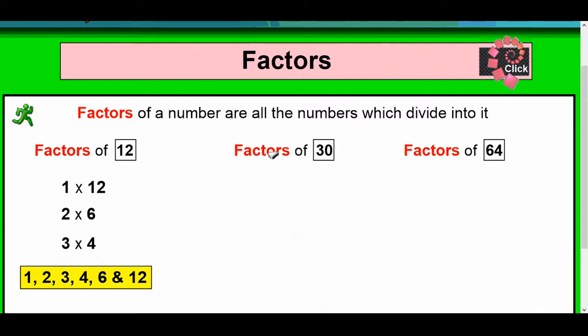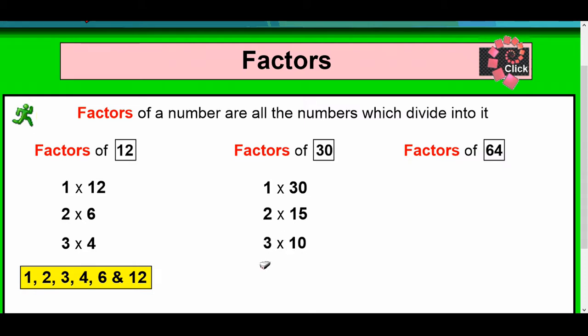Right, let's look at factors of 30. The same technique, I'm looking for all the numbers that make 30, or multiply to make 30, or divide into 30, if you like. So we'll start with 1 times 30, that's nice and easy. I'll move on to the 2 times table, so 2 times 15. Then the 3 times table, 3 times 10.